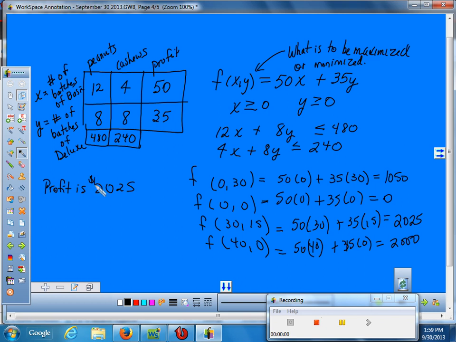What does this mean? What's important about the 30 and the 15 in making that one come out maximum? Yeah, I should make 30 batches of basic and 15 batches of deluxe.